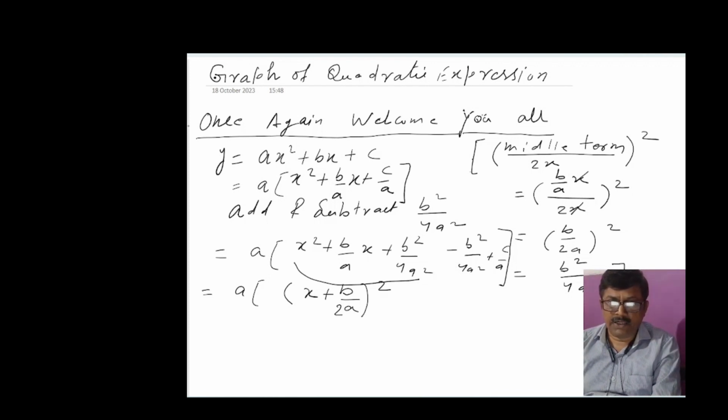Okay. Now take a minus sign common in these two, and take 4a square as LCM. Okay. So what will be in the numerator? b square, and take LCM, minus 4ac.